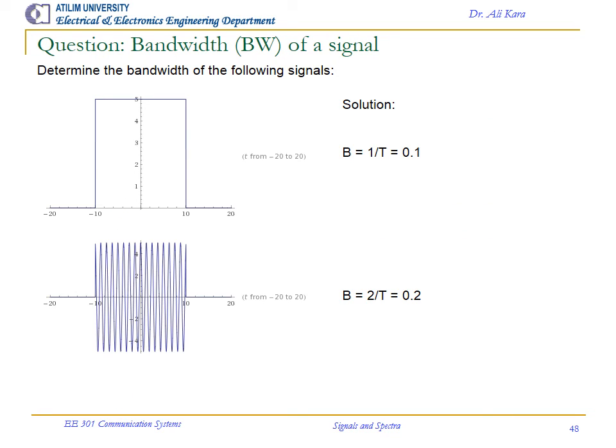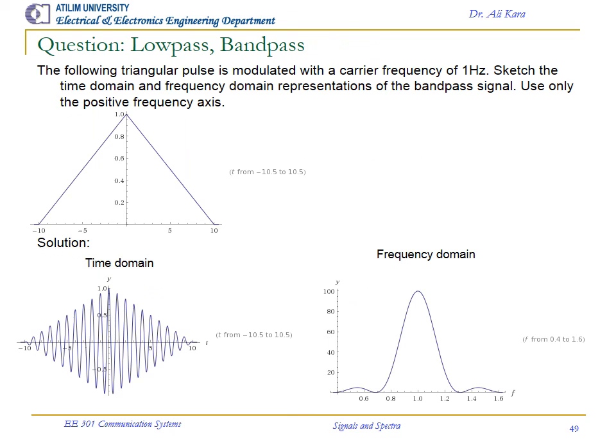Question: bandwidth, BW, of a signal. Determine the bandwidth of the following signals. Solution: the bandwidth of a bandpass signal is twice as much compared to low pass. Question: low pass, bandpass. The following low pass triangular pulse is modulated with a carrier frequency of 1 Hz. Sketch the time domain and frequency domain representations of the bandpass signal. Use only the positive frequency axis.